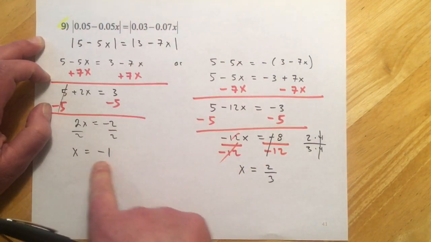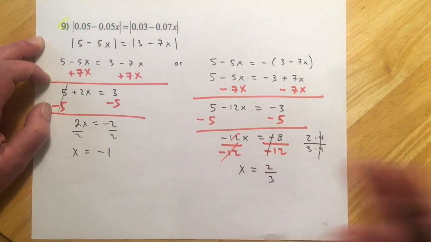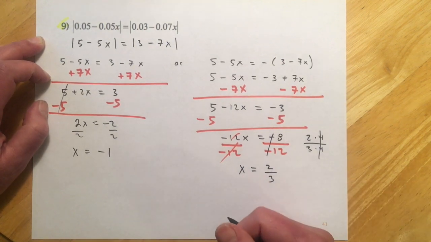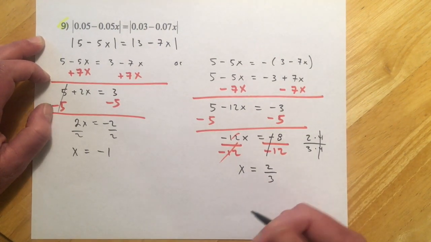So even with the double ones, sometimes they'll still have 2 answers. Sometimes they have infinite answers or just 1. Cool. So that concludes absolute value equations.